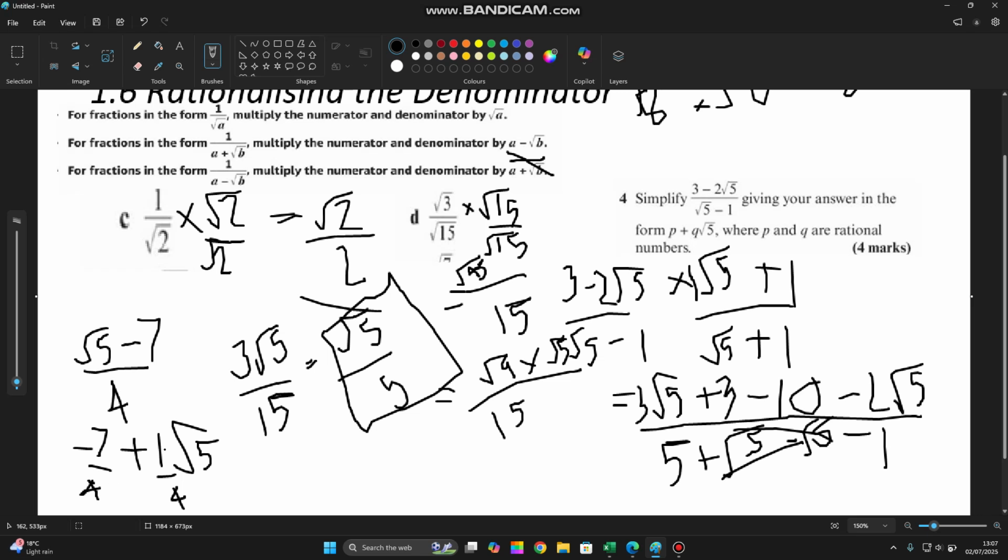And then obviously we could also write it as root 5 over 4, but because it said q, I would just put it as 1 over 4 times root 5. That still gives us root 5 over 4.